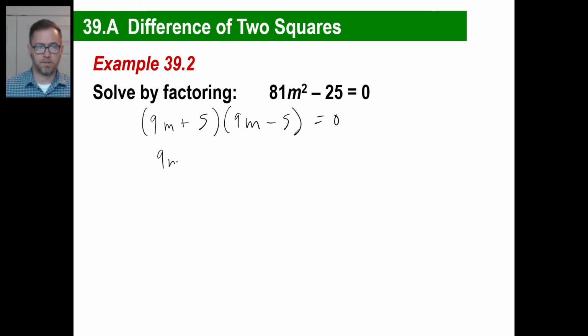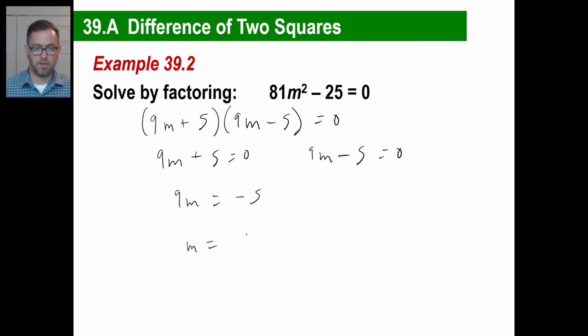So we have two equations. 9m plus 5 is equal to 0. 9m minus 5 is equal to 0. Really, if you have two like this that look exactly the same, just do one of them, you know? Like do 9m is equal to minus 5. So m is equal to negative 5/9. You don't have to do this all over. Just write positive 5/9. You know it's going to be the same thing except for the sign. There you go. That's all there is to it.